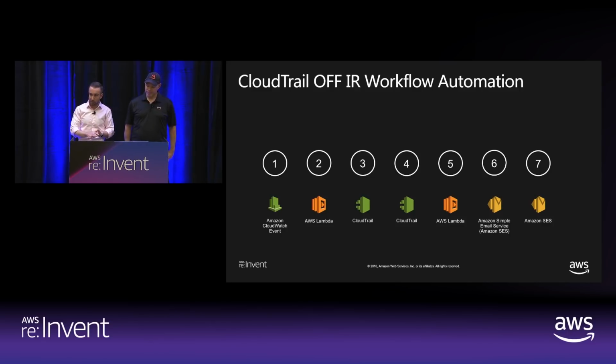Extract the principal, map that principal to the human, look up the human contact info, contact the human, and then generate that report. All of those capabilities that we're going to do in our sleep are API driven and aligned to the services for each of those steps.